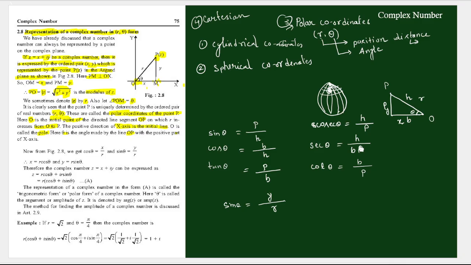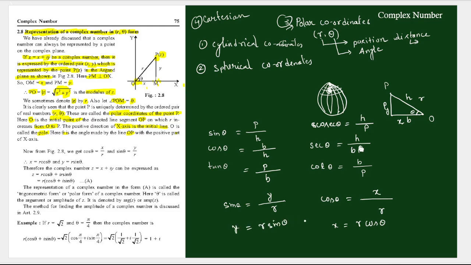See? Then if we find cos theta, it is base by hypotenuse. What is the base? x. And what is the hypotenuse? This is your r. Now if you want to find x, from here we get x is nothing but r cos theta, and if you want to find y, then it will be r sin theta.